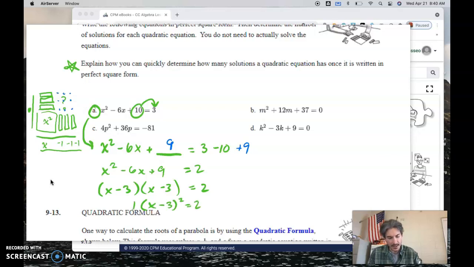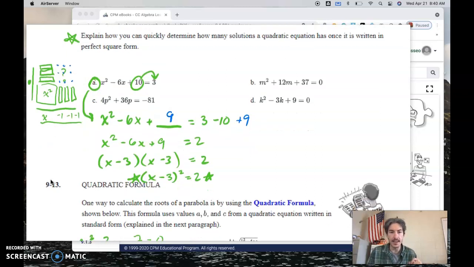And ta-da, I have this in perfect square form. Bravo. But now let's talk about this, because how would we solve this? The key is that knowledge of solving is going to provide a lead into our next step here. I would need to get rid of that square root.